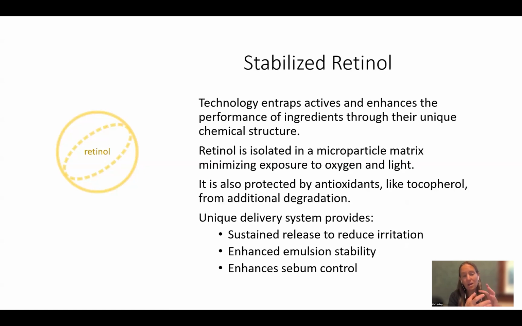This unique encapsulation helps it to have a sustained release in the skin, which helps to reduce that irritation. The emulsion has stability, so you can put it in a more aesthetically pleasing formula, and it can also enhance sebum control at the same time.